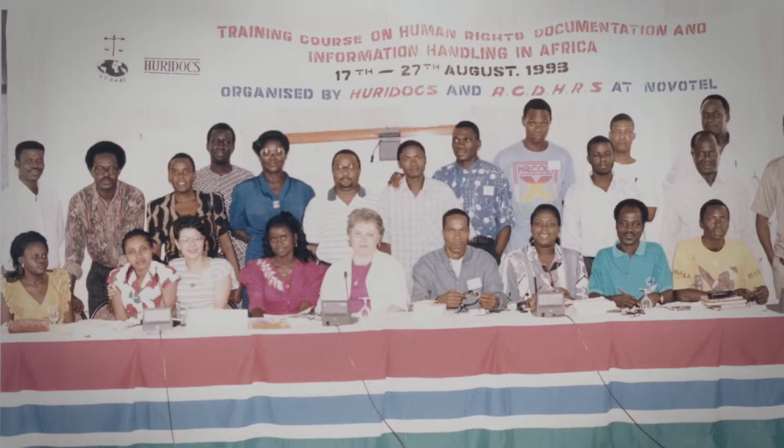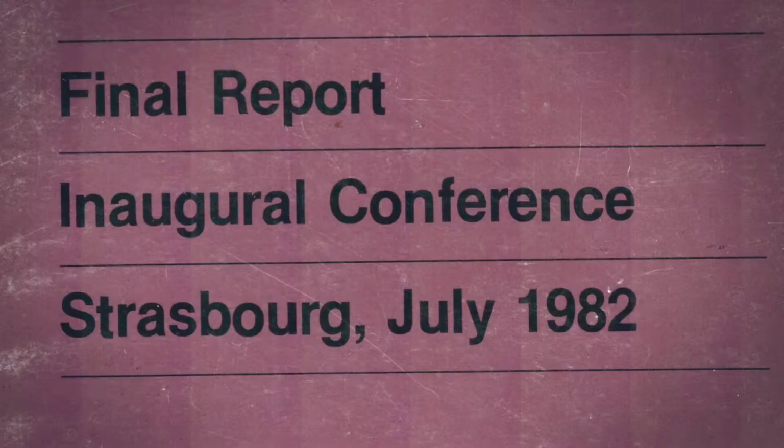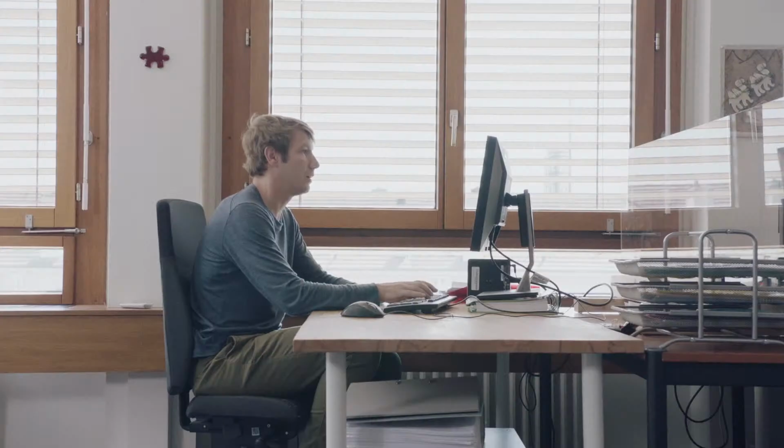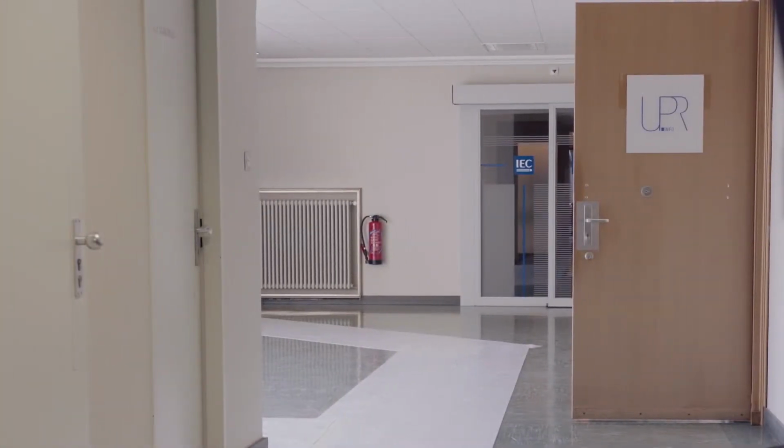Herodox is a non-governmental organization that was founded in 1982. Using the power of machine learning, we're helping UPR Info to better organize and mobilize the thousands of UPR recommendations that are being made. And coincidentally, we just work right across the hall from each other.